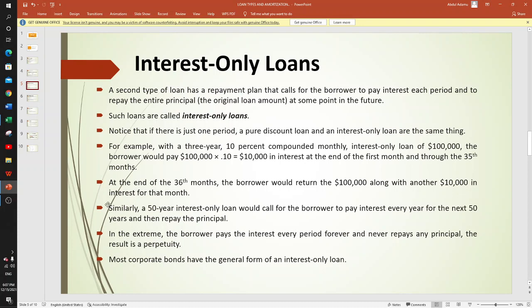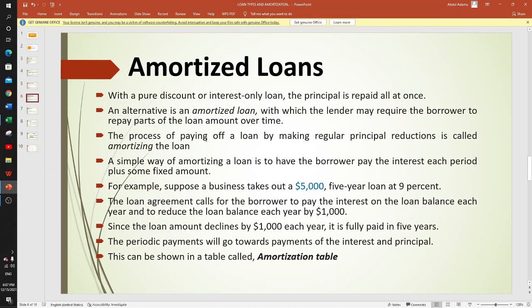Now the next thing we'll look at is the amortized loan. With pure discount and interest only loans, the principal is repaid all at once. An alternative method is an amortized loan, with which the lender may require the borrower to repay parts of the loan amount over time. The process of paying off a loan by making regular principal reductions is called amortizing the loan. You are reducing the principal every year. That is why it's called amortizing the loan.